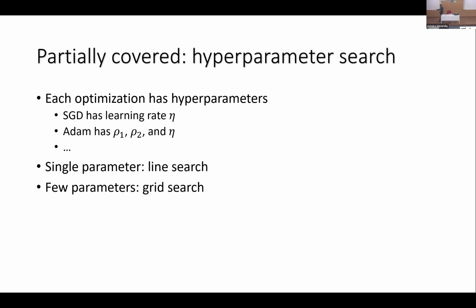If you have a single parameter, you can do a very simple line search, but with a few parameters, you may need to do grid search. There is another type of optimization which is also commonly used, which is Bayesian optimization. Bayesian optimization is a black box optimization technique which can find these hyperparameters by running the algorithm many, many times. Let's say you can run 20, 30 times, and it will give you the parameters that work best. But then you need to run 20, 30 times. So if each run takes 10 minutes, then 20, 30 runs take 200, 300 minutes.